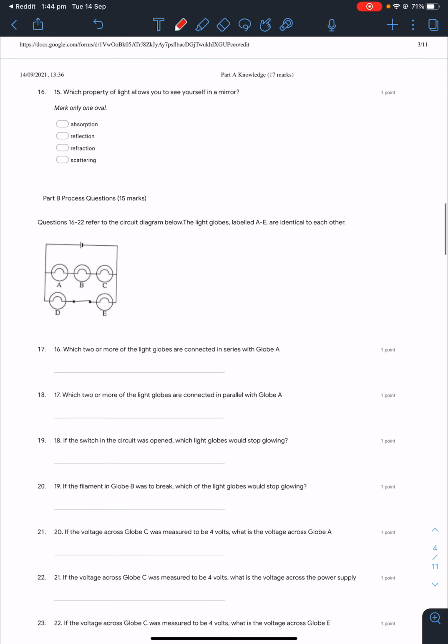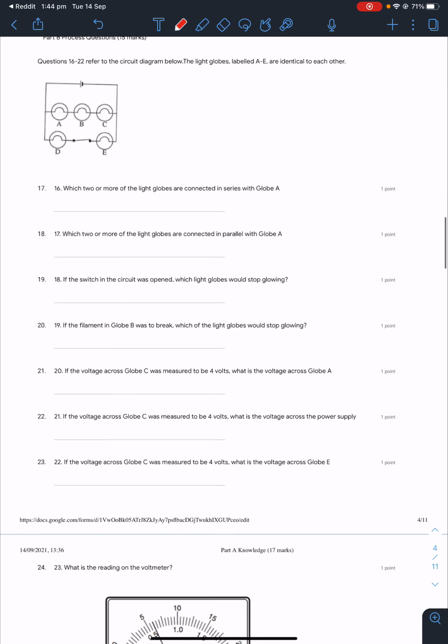Which property of light allows you to see yourself in the mirror? Not many people, I don't think I marked anyone wrong for this one. It was reflection. Okay, you see your reflection in a mirror. Okay, the next few questions refer to this circuit diagram. A, B, C, D, E, light bulbs. That's another symbol for a light bulb.